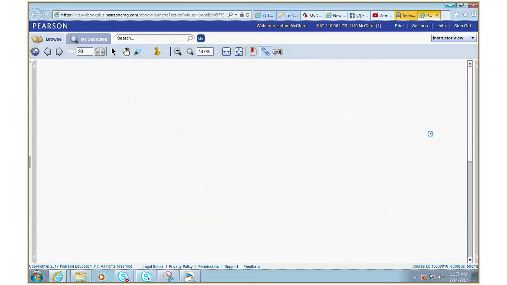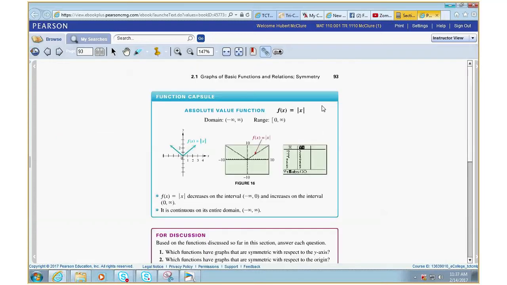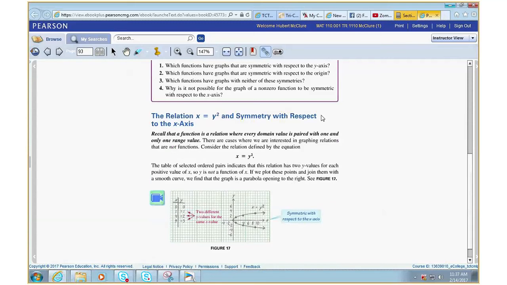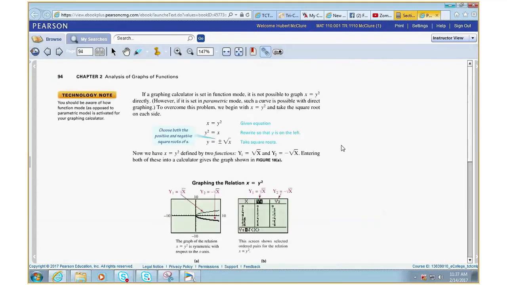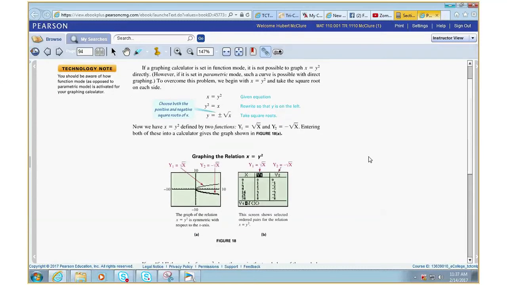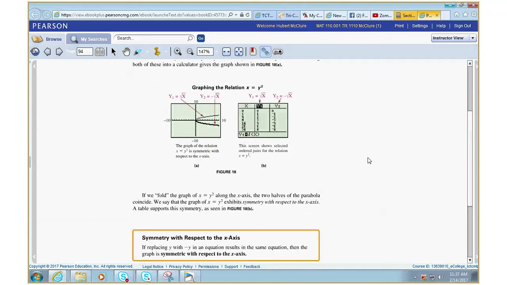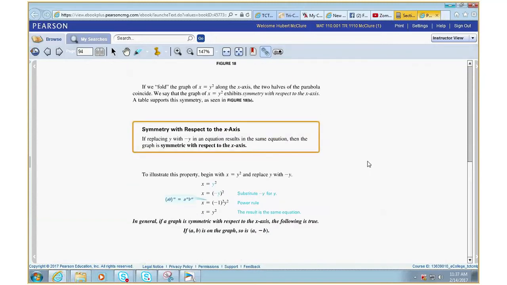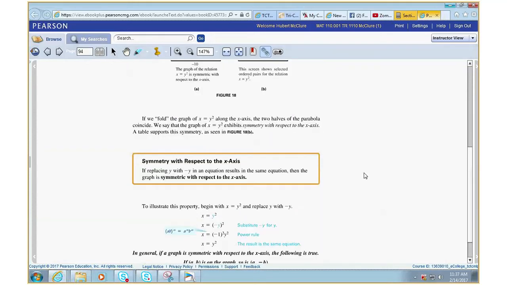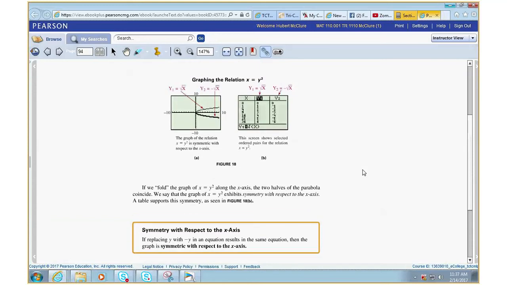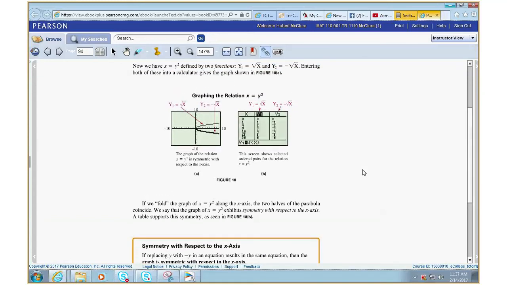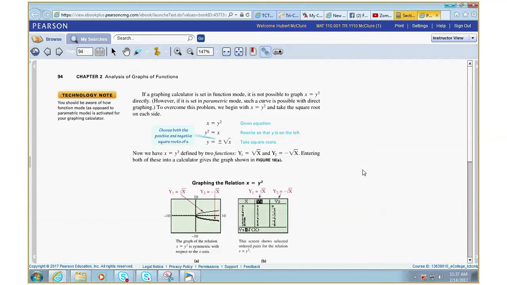Absolute value function. We already know that. We've already talked about the absolute value function. Now there's a hyperbola. How do we know it's a hyperbola? Okay, well, I'm going to show you. The best way to tell is find the inverse function.